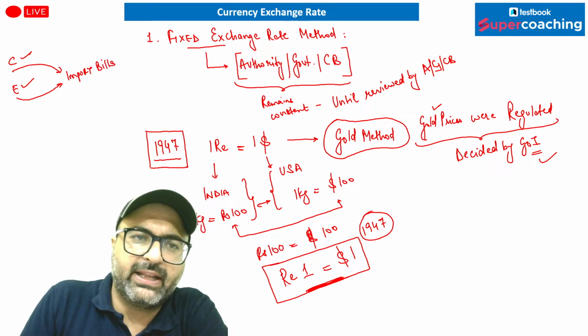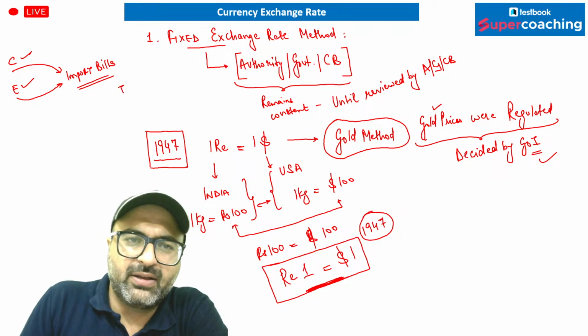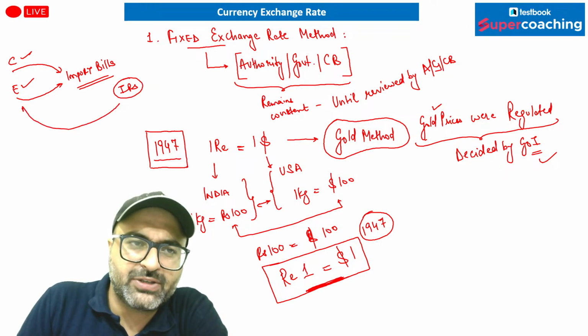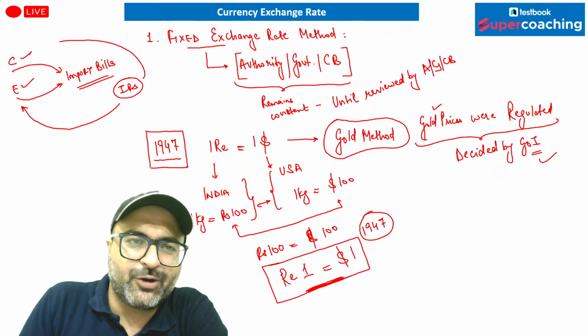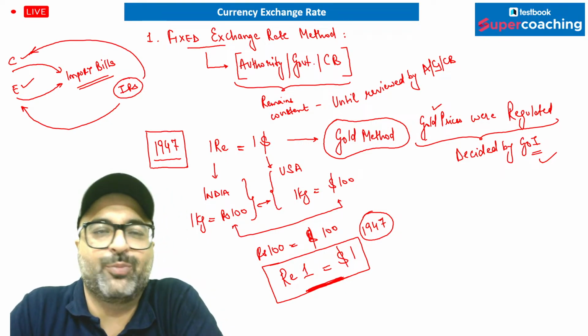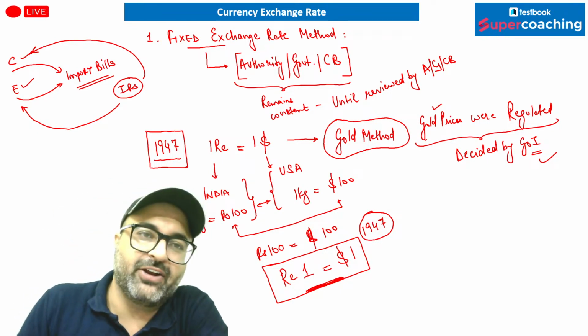So what did Indian authorities do? They paid the amount in Indian rupees. That means they sent Indian rupees to UAE against their crude oil. They sent Indian rupees to US against the machinery which we had imported from US. They rejected. They said, sorry sir, we cannot accept Indian rupees.